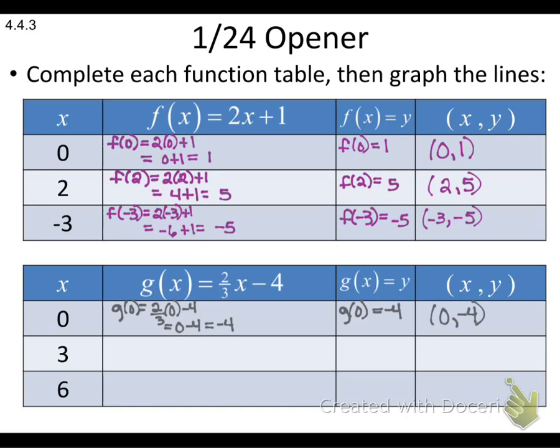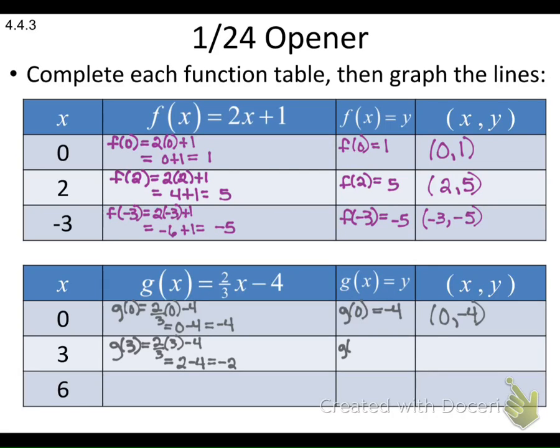G of 3 equals 2 over 3 parentheses times 3. Either way, you can say it that way. Minus 4. Okay? Equals 2 minus 4. Okay, so 2 times 3 is 6. Yep. Then 2 minus 4 is what? Oh, -2, my bad. Okay.